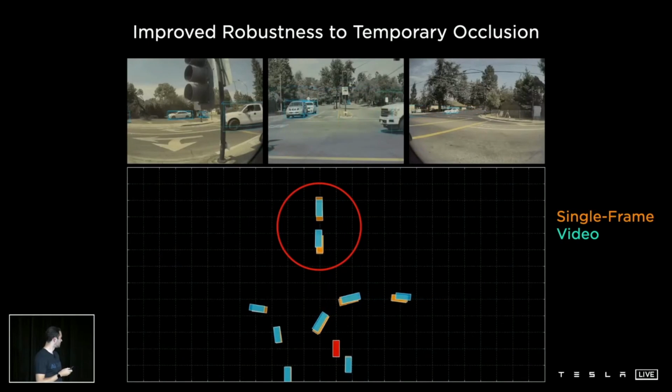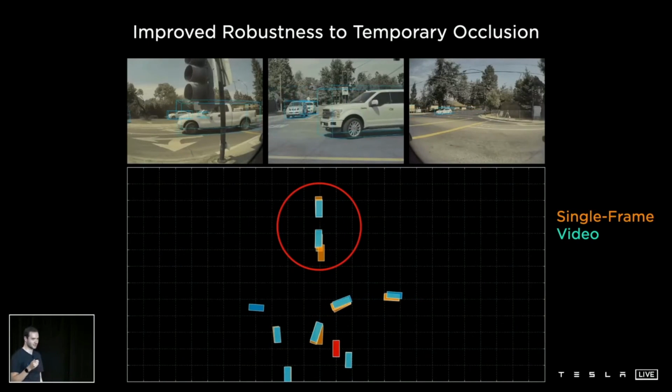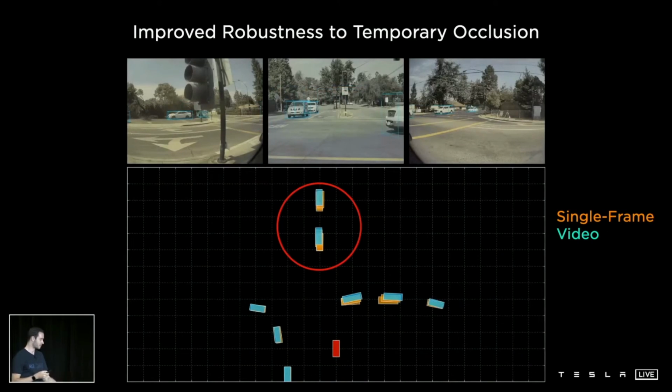So a quick playthrough of what's happening: when both of them are in view, the predictions are roughly equivalent, and you are seeing multiple orange boxes because they're coming from different cameras.